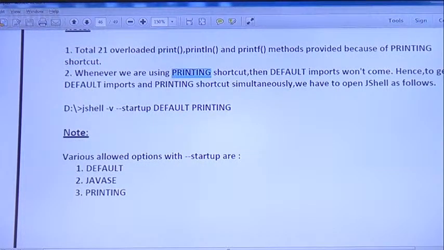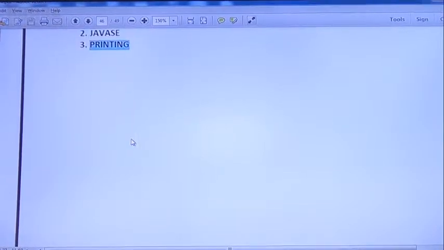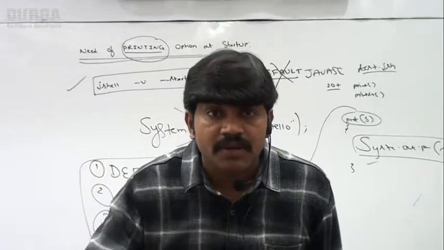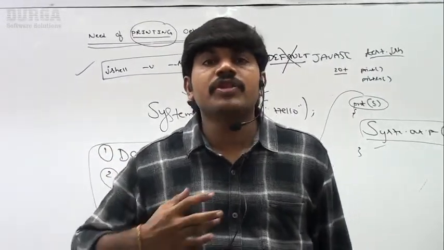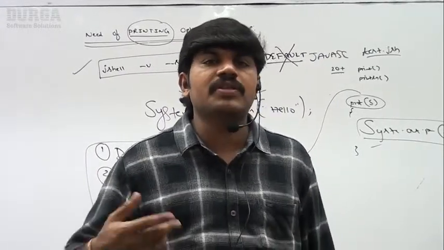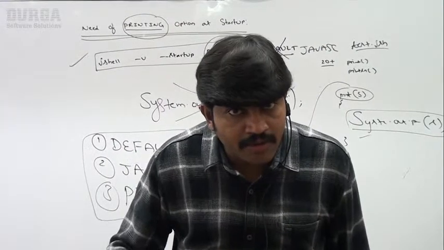Whenever we are using the printing shortcut, default imports won't come. Hence, if you want them, you have to pass default and printing simultaneously. Next, the various allowed values for startup are: the first is default, the second is Java SE, and the third is printing. Clear for all of you, right? Now I hope you are in a position to know how to customize JShell startup with our own snippets, with our required imports, or with our printing shortcut option. Clear? Any doubt?